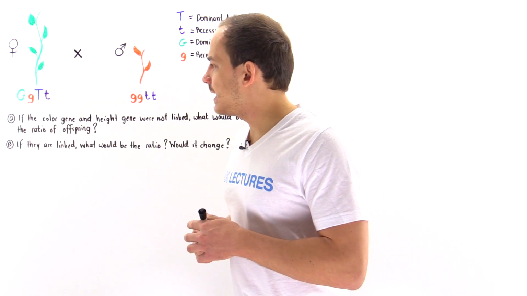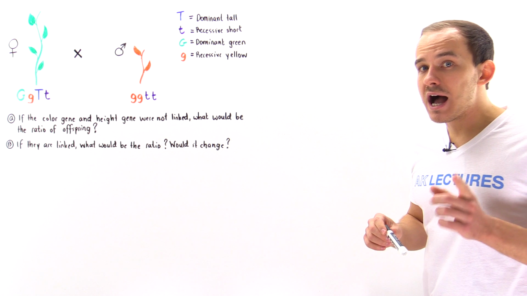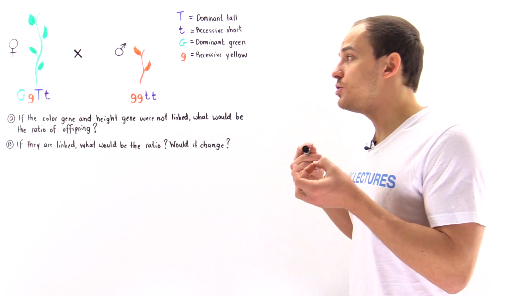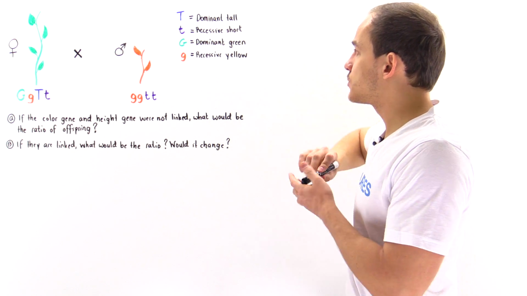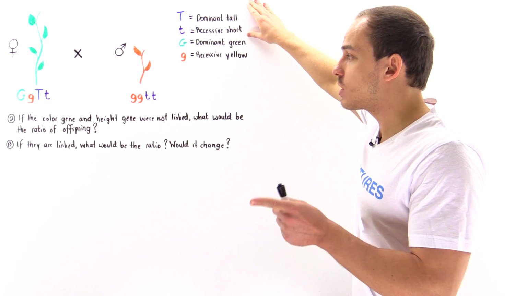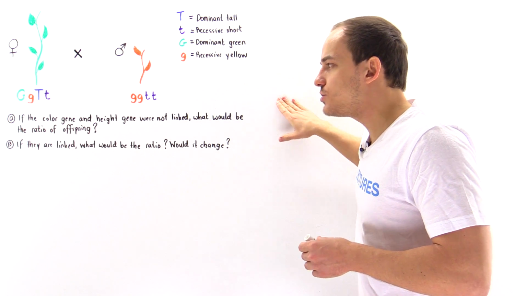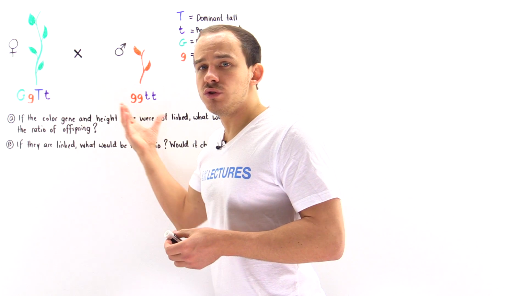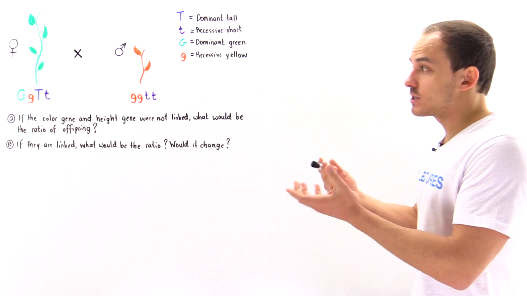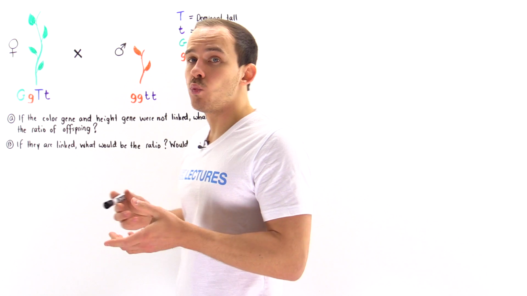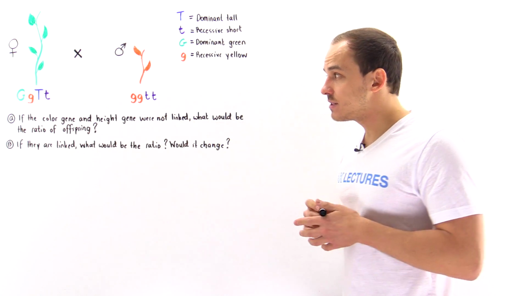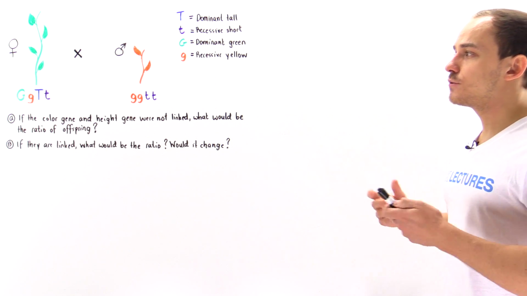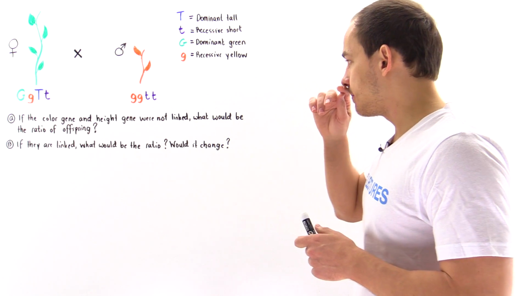So in part A, if the color gene and the height gene are said to be not linked with respect to one another, what would be the ratio or the distribution of the offspring that are formed when these two different individuals mate? For example, if we mate these individuals 1,000 times, what will be the distribution of the offspring in terms of the phenotype or the genotype?